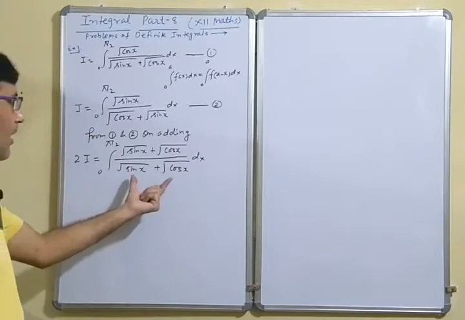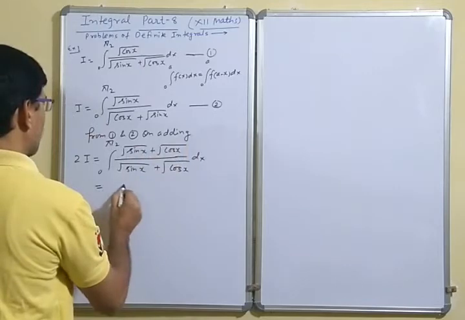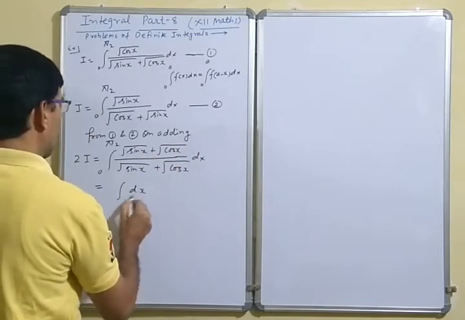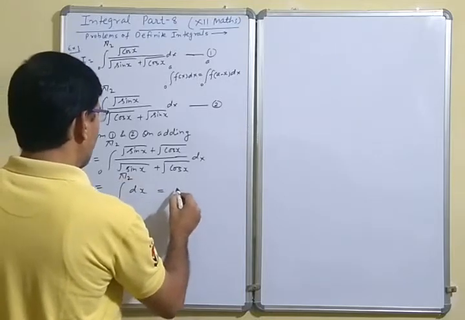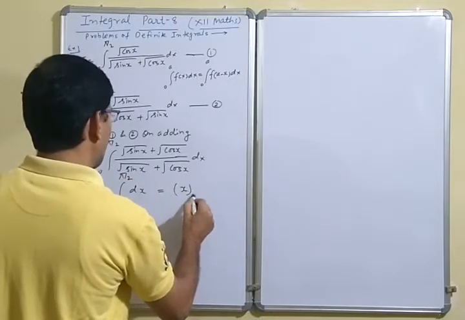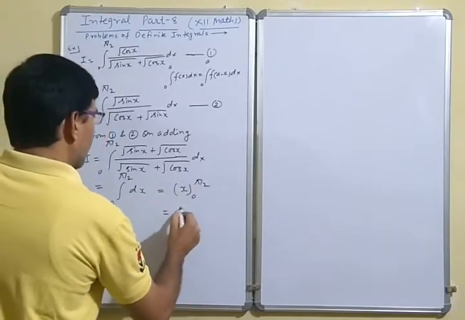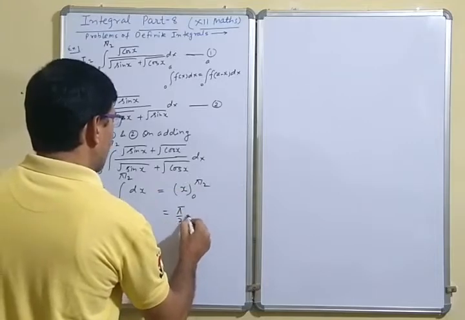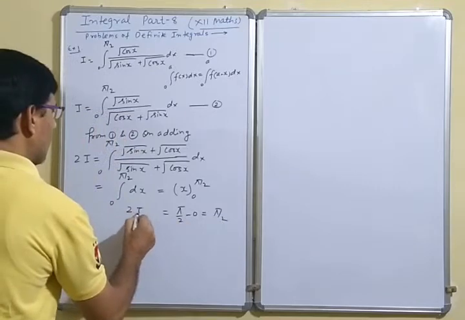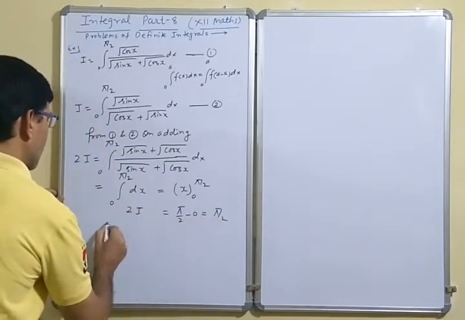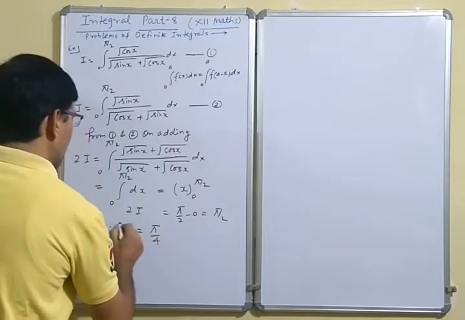Now let us see, numerator and denominator are both the same, so these two factors cancel out. What will we get? Integration of dx only, and the limit is 0 to pi by 2. Integration of dx is x, with limit 0 to pi by 2. So it becomes pi by 2 minus 0, that is pi by 2. So 2I is equal to pi by 2. Therefore I, that is the value of the integral, is pi by 4. So this is the required answer.